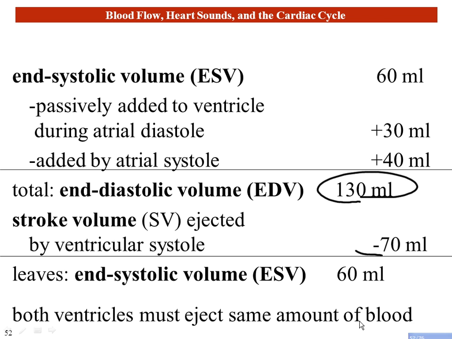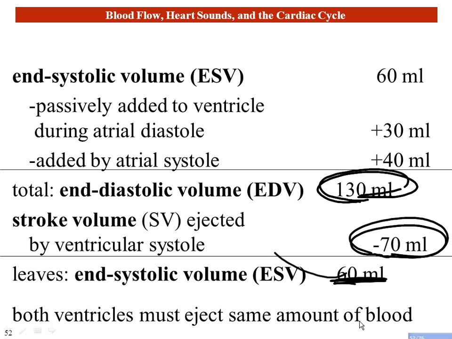You have your stroke volume. So we start with 130 milliliters, and we pump out 70 milliliters when it does contract. Then your end systolic volume is going to be 60 milliliters. Okay, and the 60 milliliters will be the starting point for the next cardiac cycle.